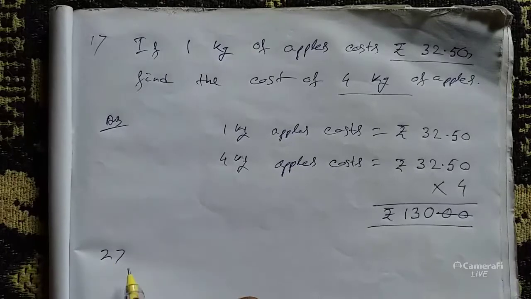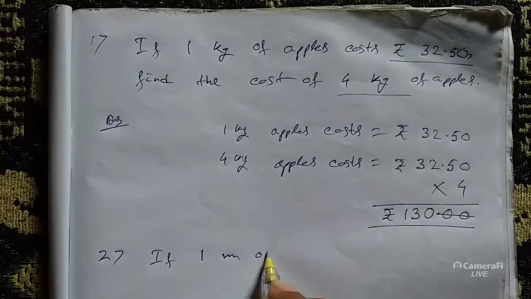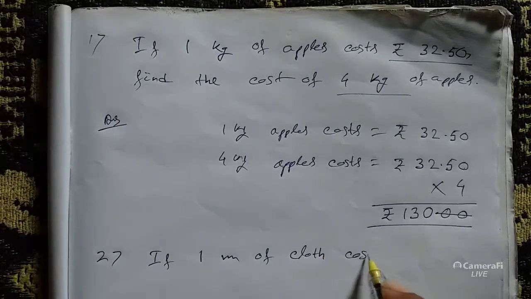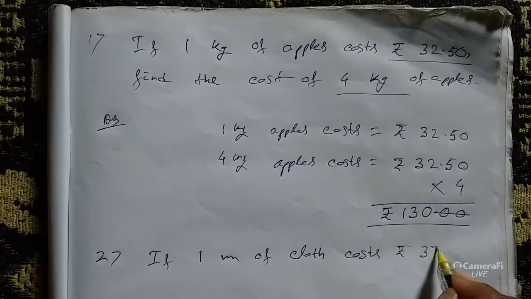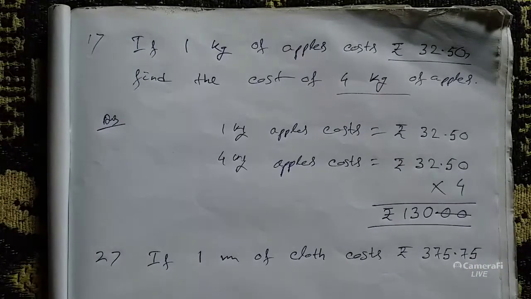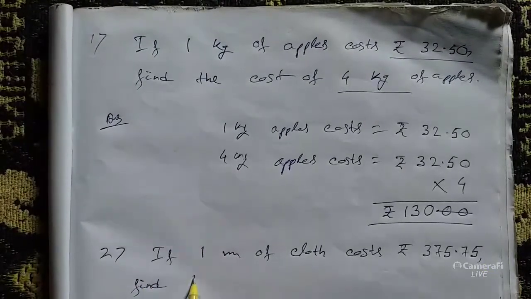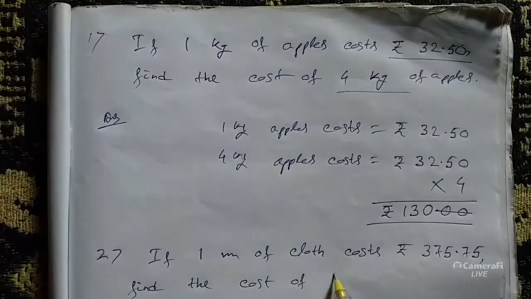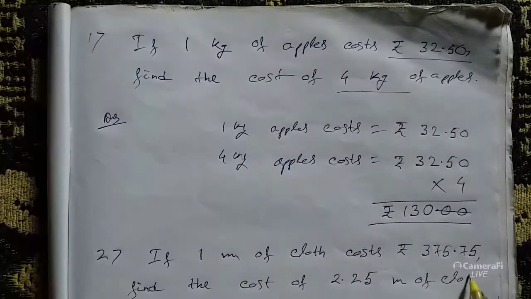Another word problem. If 1 meter of cloth costs rupees 375.75, then find the cost of 2.25 meters of cloth.